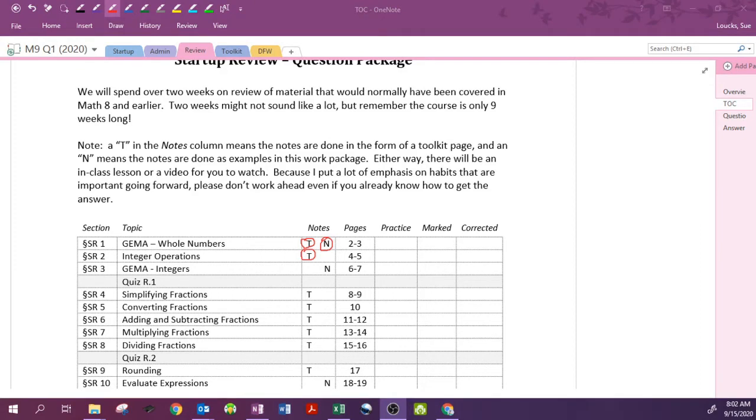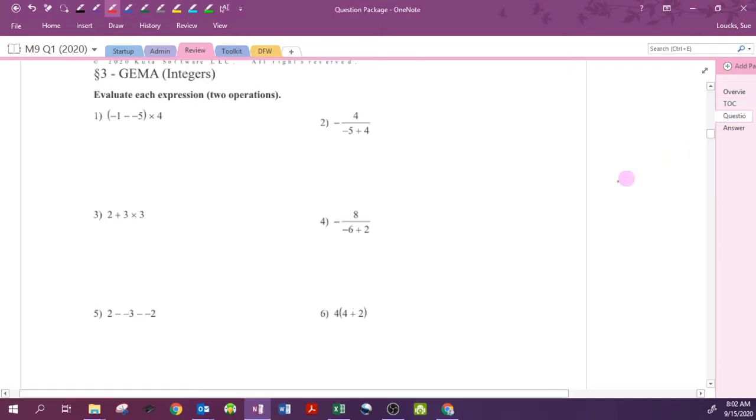Hi again, everyone. We're going to do the order of operations, or GEMDAS, with integers today. There's an N, which means there's not a toolkit for this. I'm just going to do a couple of examples in the notes package, or in the question package, okay?